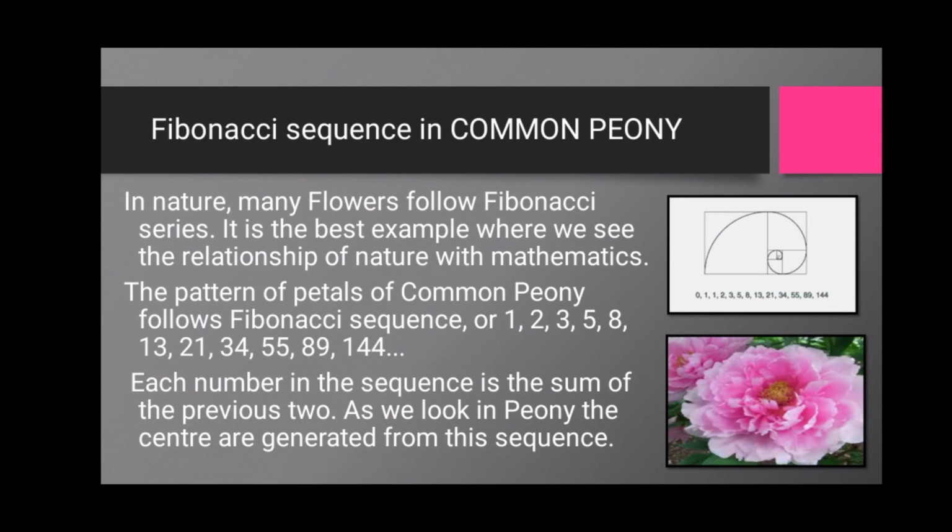Peony. In nature, many flowers follow the Fibonacci series. It is the best example where we see the relationship of nature with maths. The pattern of petals of the common peony follows the Fibonacci sequence, that is 1, 2, 3, 5, 8, 13, 21 and so on. Each number in the sequence is the sum of the previous two. As we look at the peony, the center is generated from this sequence.